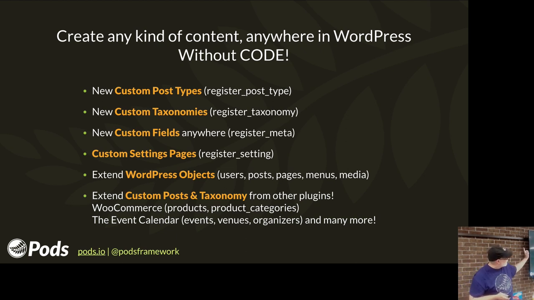What I've got here is the different types of content that can be created, and also the little WordPress codex code that would be used to actually register that if you wanted to. But Pods does all that on the back end automatically for you, so you don't have to actually write register post type or register taxonomy or register meta. It allows you to create custom post types, custom taxonomies, custom fields, and add them to any of those. You can create custom settings pages.